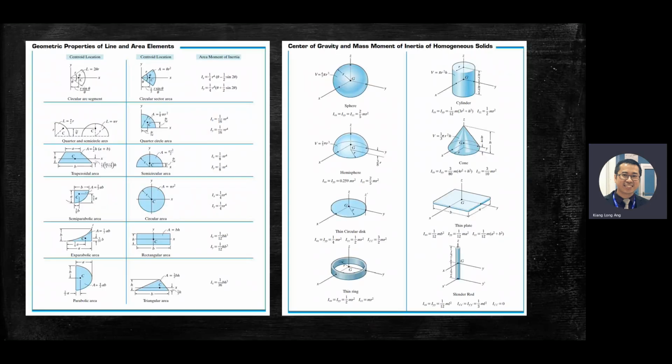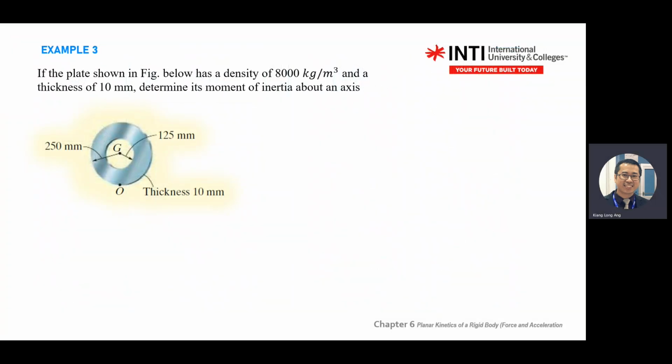Actually, chapter 6 is quite an easy question because you're given this table. And then there's only one or two equations to memorize. The first one I show you: I equal to Ig plus md squared. Then for the rest you're referring to this table. Your Ig refers to this type. Okay, let's look at example 3.